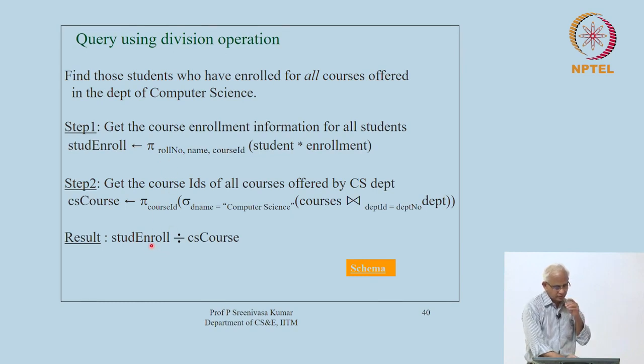What will be the scheme of the result? Roll number, name. It is this minus this. So, roll number, name is the scheme for this. So, these are special kinds of students who have enrolled for all courses that are there in the computer science department. They have nothing else to do, they have to leave.